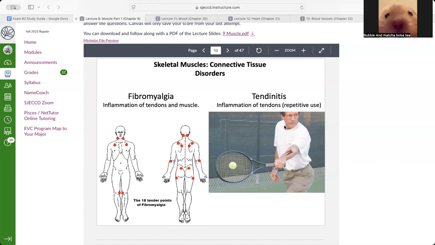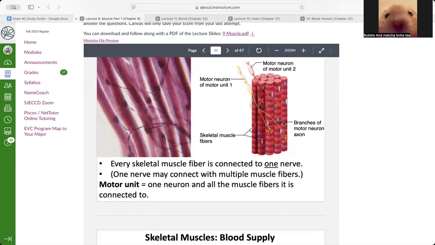Tendonitis is inflammation of tendons. So when you repeatedly use a joint, this causes a micro tear, and it can cause a tear in the tendon, and it can take months or years to recover from.